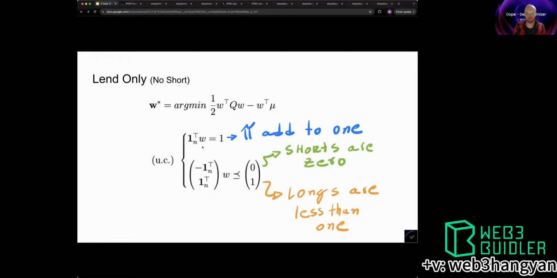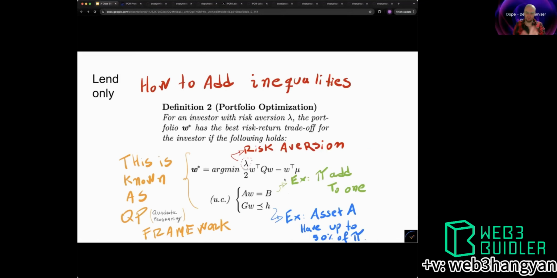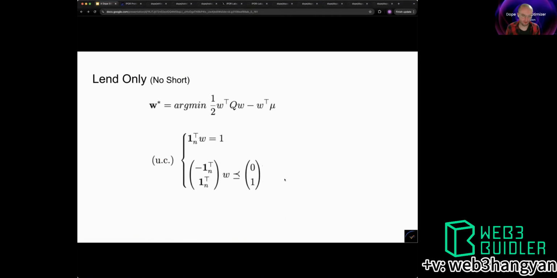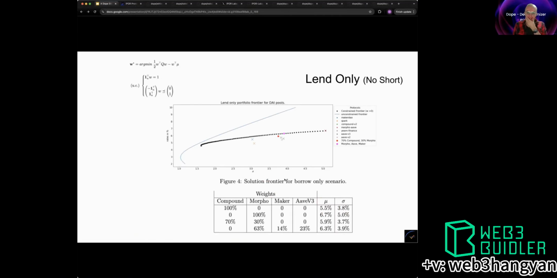So here's an example. Say lend only, for example, that's how you frame that problem. You're trying to minimize, or the portfolio adds up to one. This particular one says no shorts. This one says the longs are at most one. Part of the trick of quadratic programming is really just framing the problem in a way that follows this framework, this language, because after that, all the solvers and everything are going to do the heavy lifting for you.